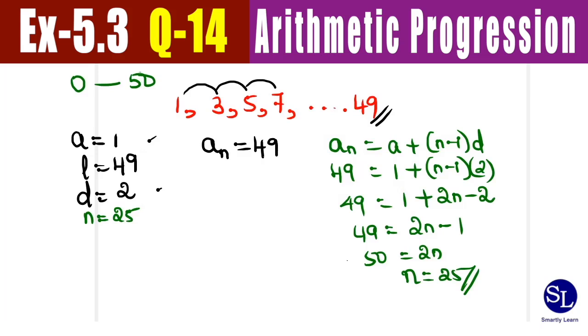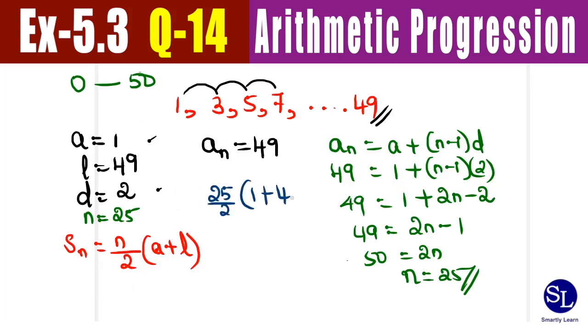Now all we need to do is calculate S_n. So the formula in this case is going to be n by 2 into (a plus l). So let's start substituting the values. So 25 by 2 into (a is 1 plus l is 49). So this is 25 by 2 into 50.